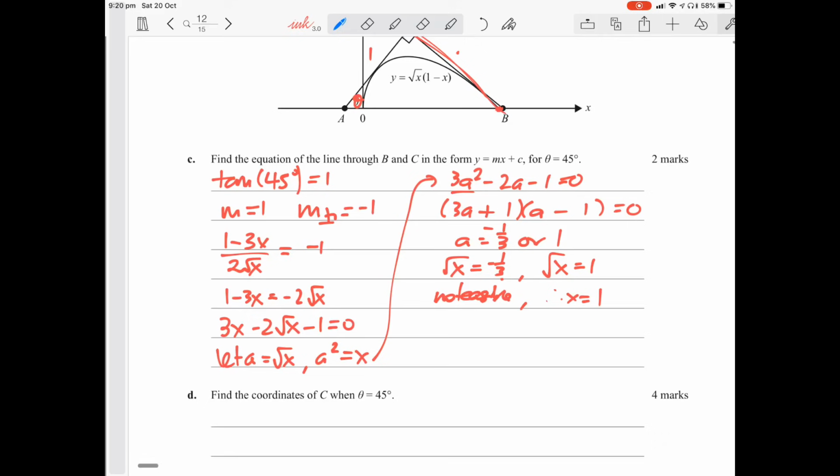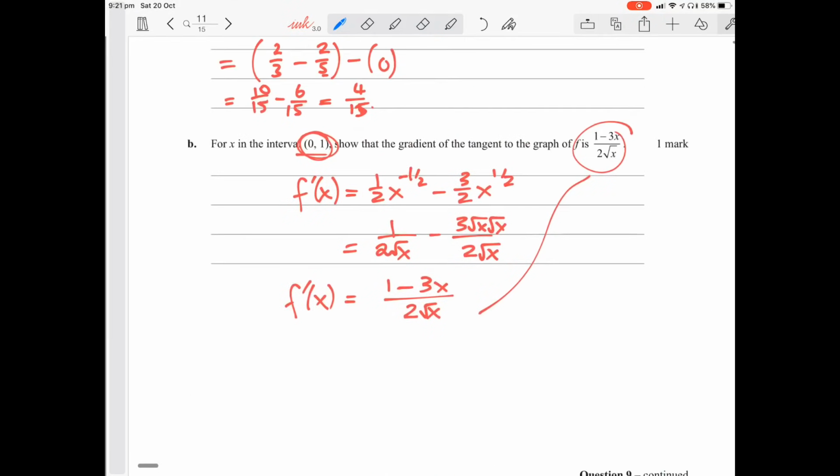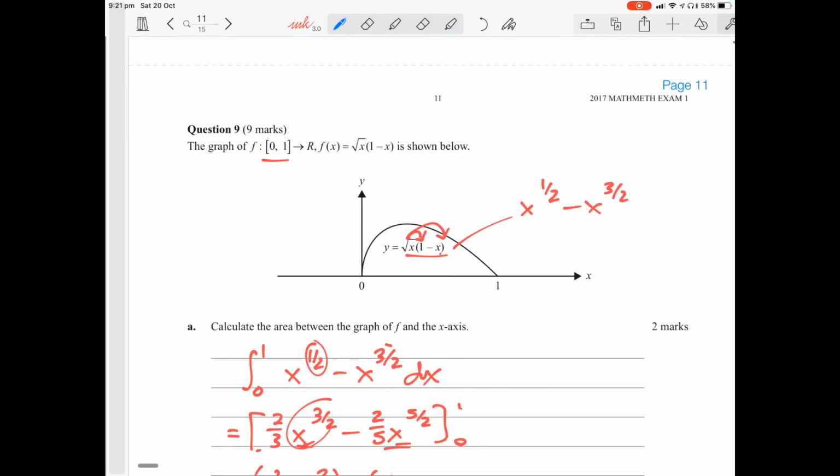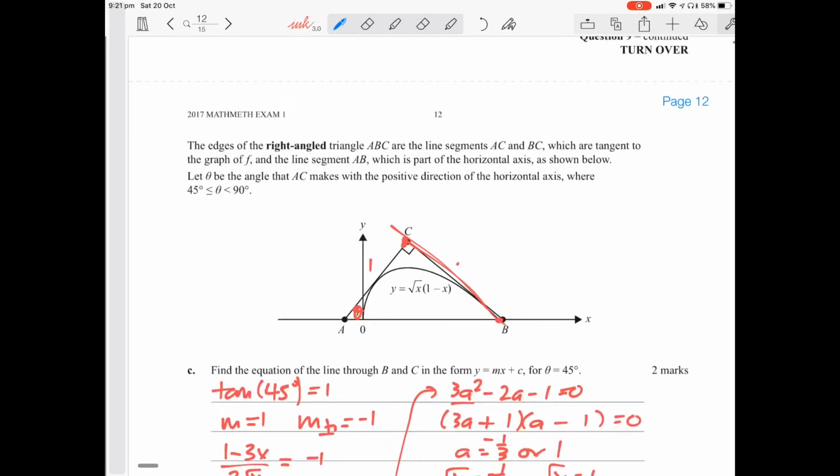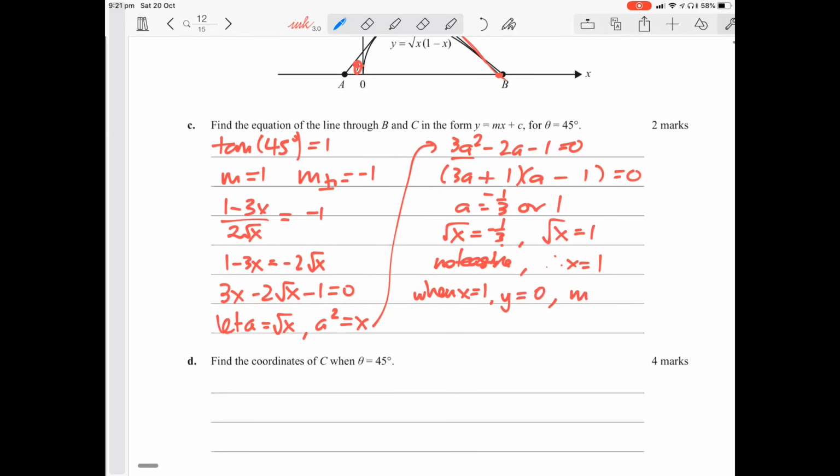Anyway, if x equals 1, y is equal to, if I put it into here, 1 times 1 minus 1, so I get 0. And we know that m is negative 1 from up here. So y minus 0 is equal to m times x minus 1. Therefore, I'm going to say y for CB is equal to negative x plus 1. So that's the equation of that line.